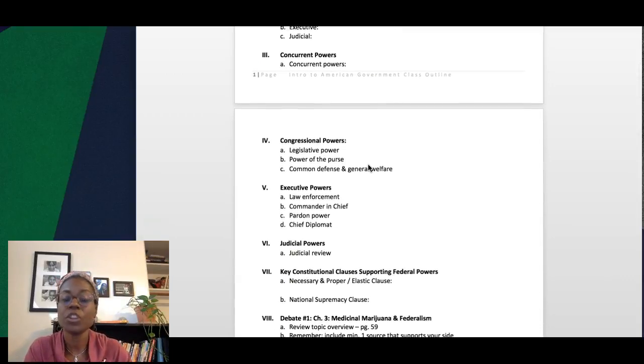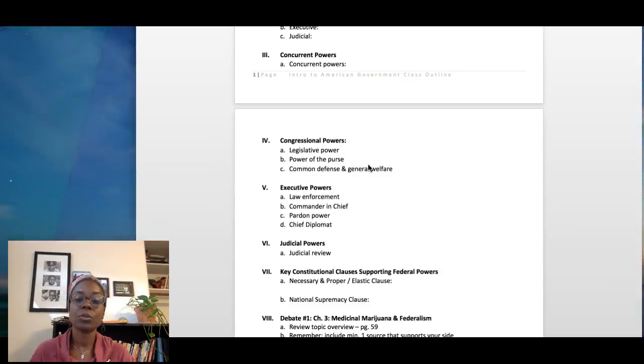It's also important to note that concurrent powers are those powers where there is overlap between the federal government and the states. So you will have a handout that you will work with in class. You'll be able to see what some of the enumerated powers are and what some of the reserve powers are for the states, and then where the areas of overlap are. But there are several concurrent powers wherein there's usually a lot of grounds for conflict between the states and the federal government because both are allowed these powers to some degree.